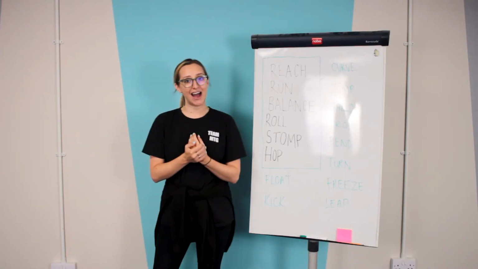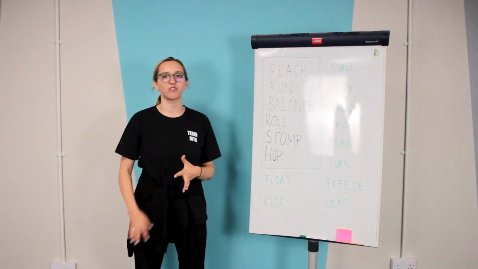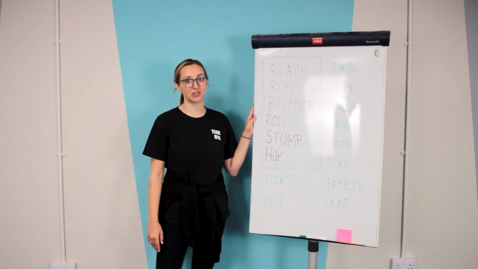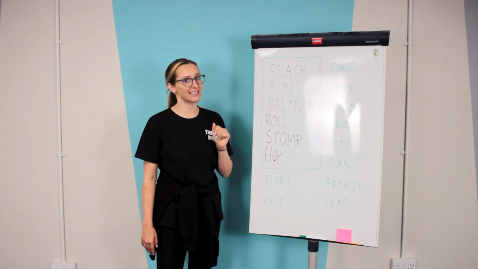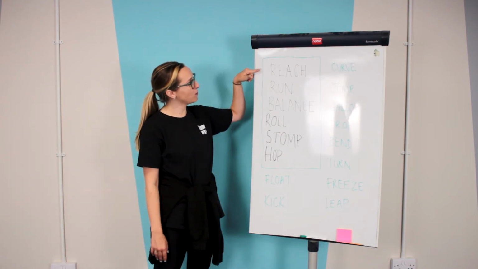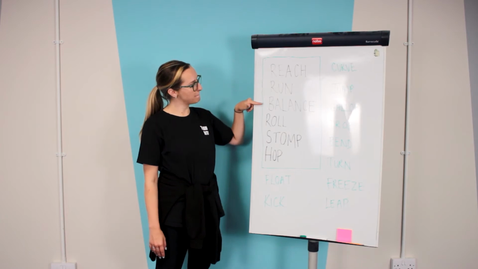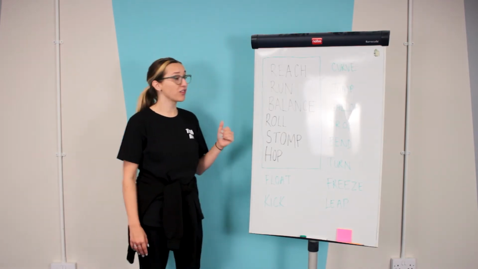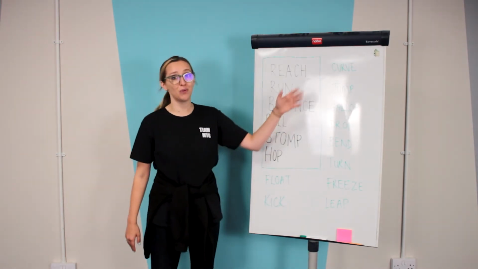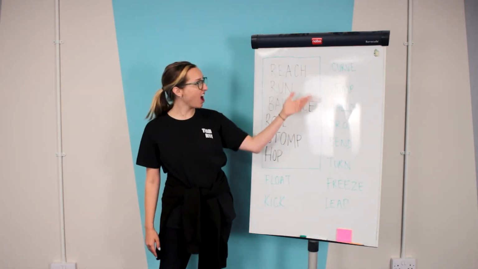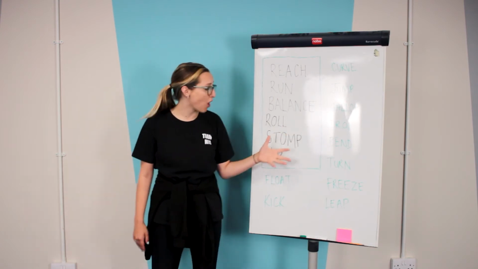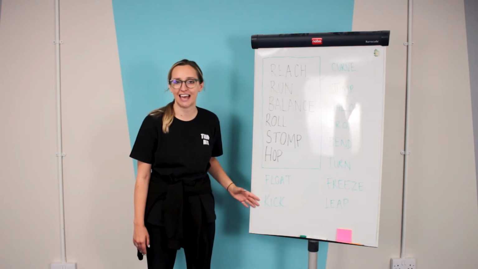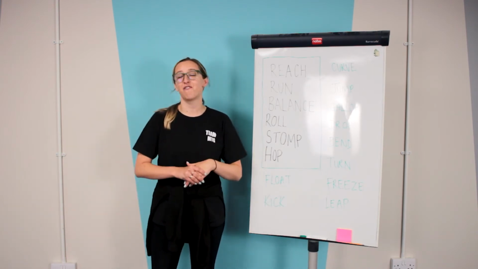So, for our activity today, we're thinking of lots of different action words. Now, what I mean by action words, we have some examples here on the board. Our Space Cadets came up with some great ones, and they were reach, run, balance, roll, stomp, and hop. I thought of some others, just in case you would prefer to use some of these. We've got curve, jump, gallop, drop, bend, turn, freeze, leap, float, and kick. You might be able to think of some for yourself.